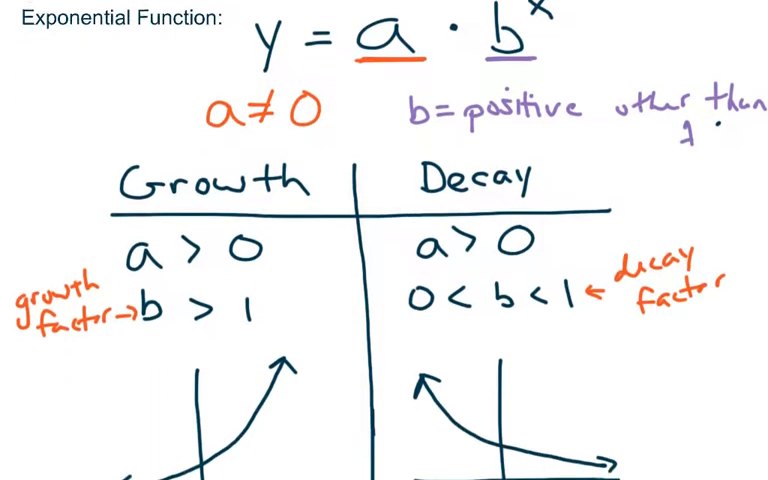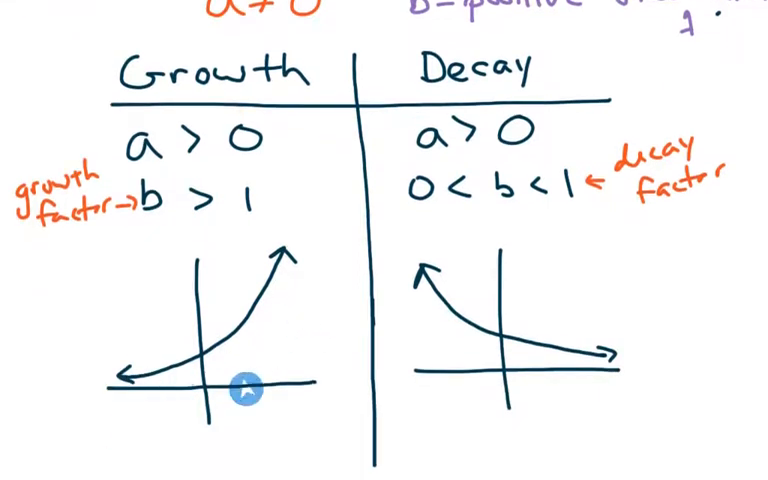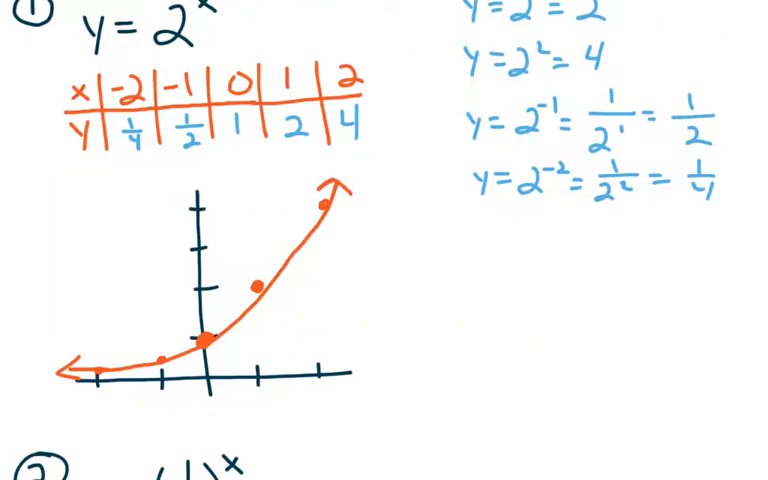If we go back to our table, b is greater than 1, which means it's a growth function, and it has this general shape. Our graph just had that picture. So this one is a growth function. Okay, let's try another one here.